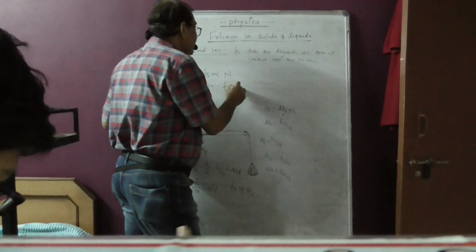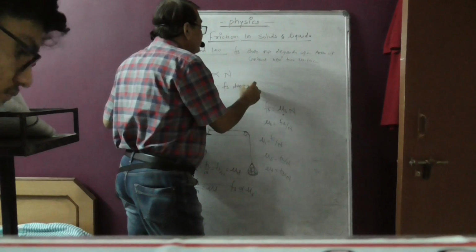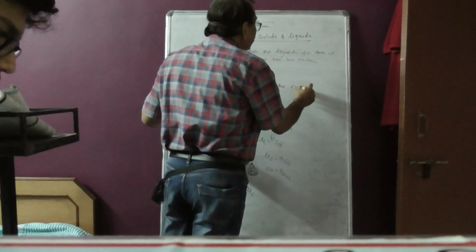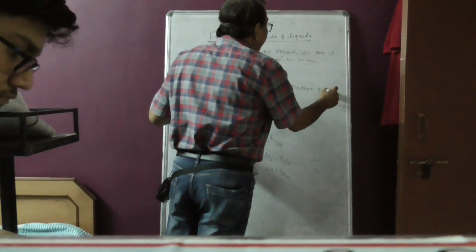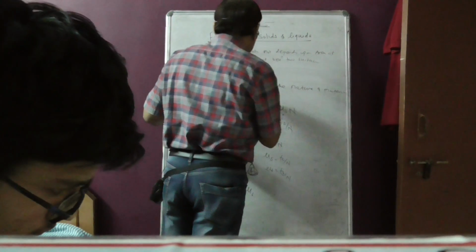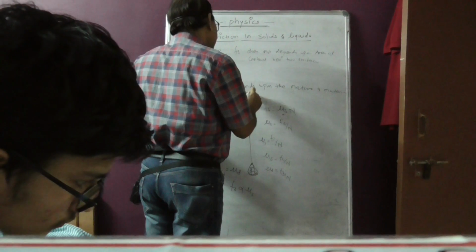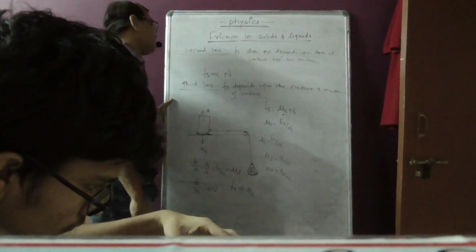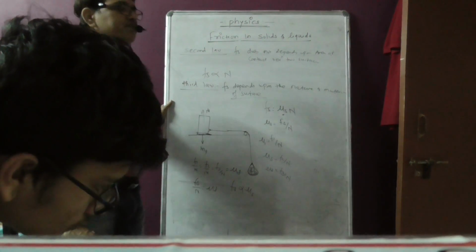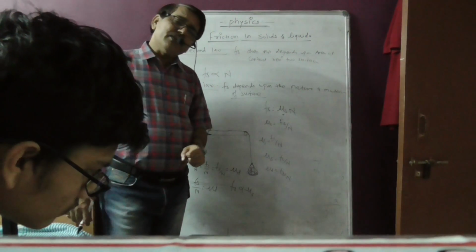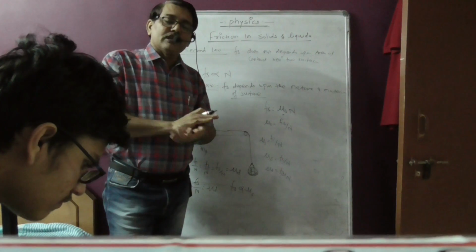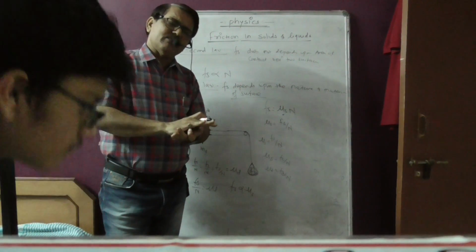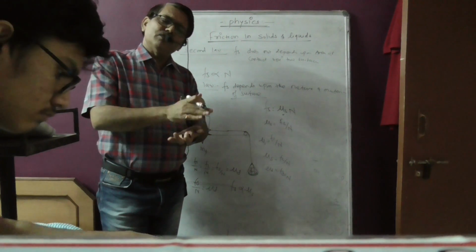Force of static friction depends upon the nature and material of the surfaces which are coming in contact with each other. So how is this so? You see here, if you are taking two surfaces that are different, one is glass and one is wood, then the force of friction will be less.